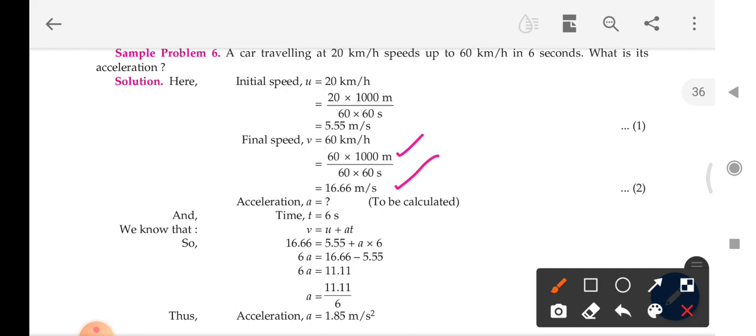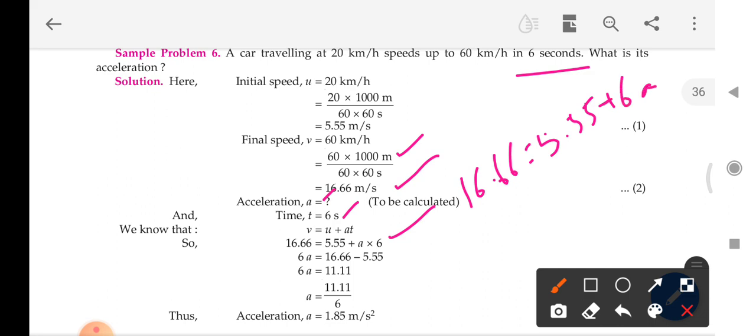The acceleration we have to calculate. The time is 6 seconds, they given. So v equal to u plus at. The value of v is 16.66 equal to the initial velocity 5.55 plus a into the value of t is 6. A into 6, 6a. See here, 16.66 equal to 5.55 plus 6a.